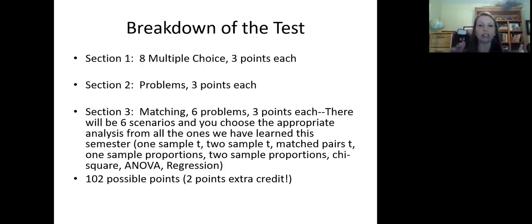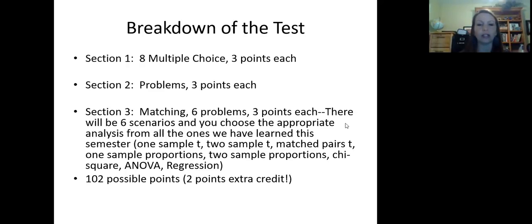So look at the problem and first decide, do I have categorical or quantitative? Once you decide that, then you ask, do I have 1 group or 2 groups? And then we can add on 3 or more groups, because that's the last column in that flow chart that I gave you. That really covers it, except for regression.